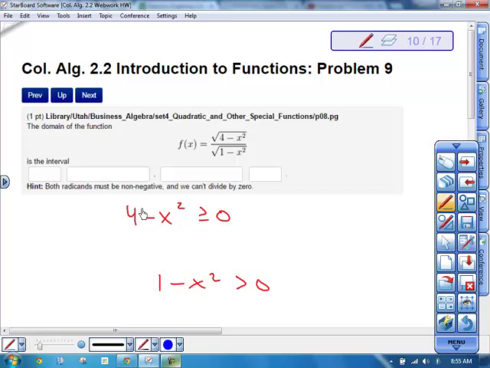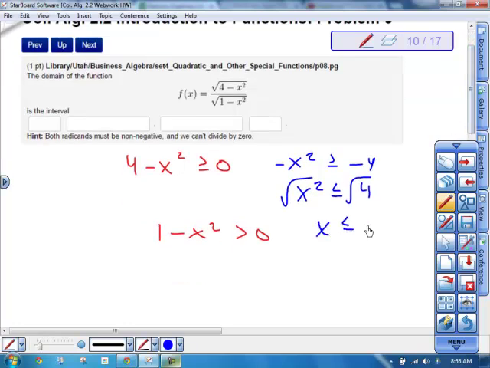So to do that, I'm going to solve both of them. I'm going to subtract 4. I get negative x squared is greater than or equal to negative 4. I'm going to divide by negative, which gives me x squared is less than or equal to 4. And then I'll square root both sides, which gives me x is less than or equal to 2, or x is greater than or equal to negative 2.